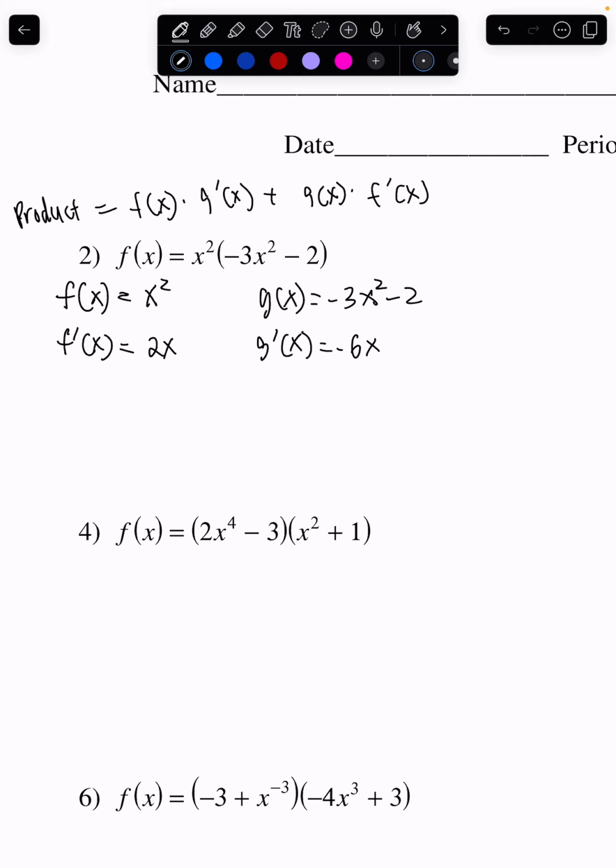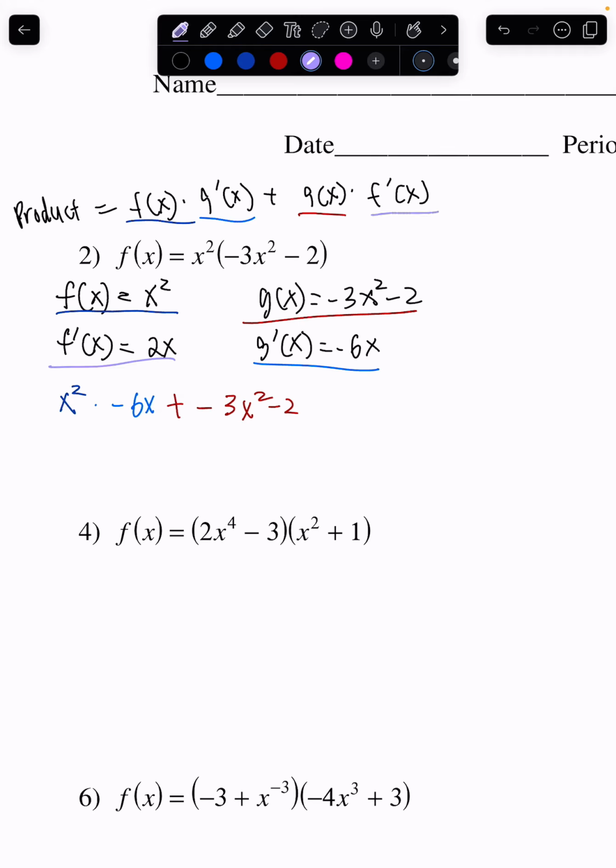All right, so we're going to just put this into the equation. So we're going to first do x squared. And then we're going to move on to g prime of x, which is times negative 6x. All right, then now we're going to move to g of x, which is negative 3x squared minus 2. And then lastly, we're going to do f prime of x, which is 2x. All right, so now we're going to just box these terms up, and then we're ready to do some solving.